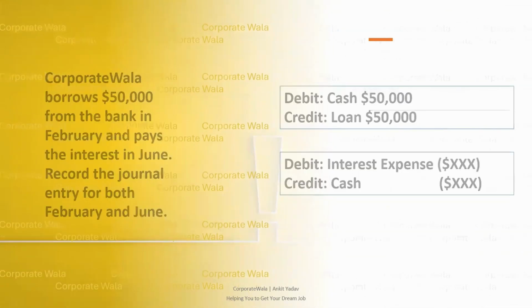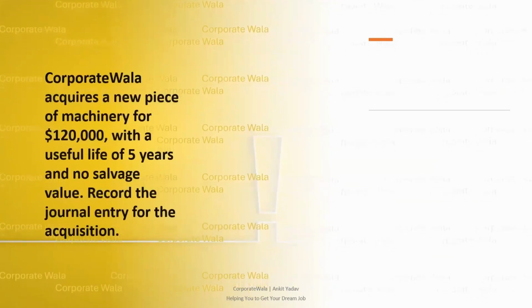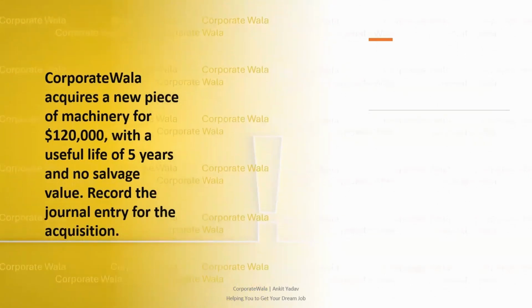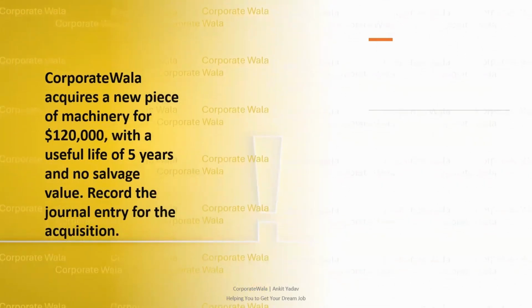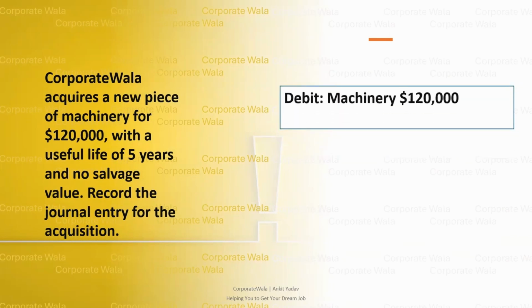Okay, great. Now let's move on and talk about our next journal entry, which is: Corporate Wala acquires a new piece of machinery for $1,20,000 with a useful life of 5 years and no salvage value. We need to record the journal entry for the acquisition. So what will be our journal entry for the acquisition? We will receive the asset, which is a debit. So we will debit the machinery account, and because we have to pay, we will credit the cash or bank account by $1,20,000. So this is the acquisition journal entry.